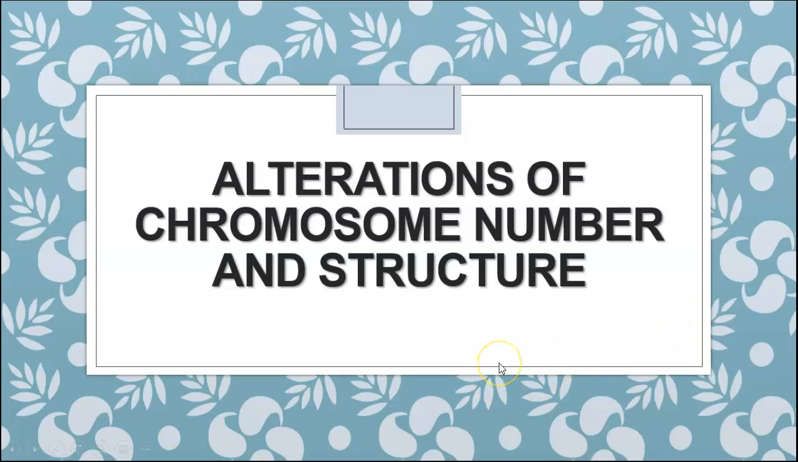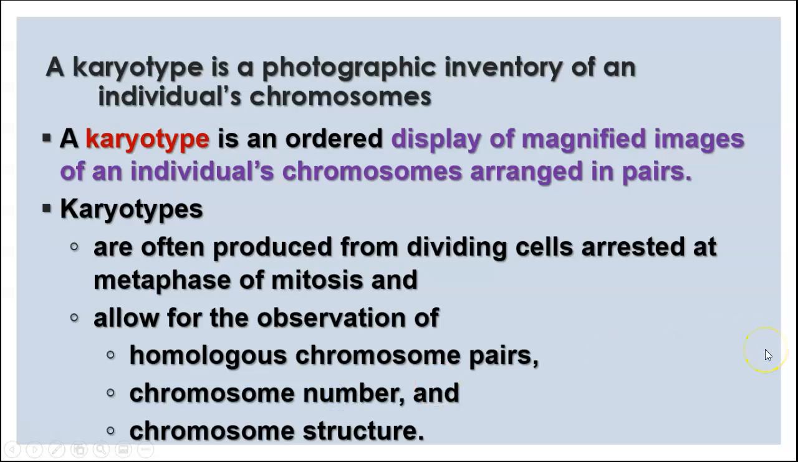Now, there are sometimes some things that can happen in the chromosome number and structure. There are some mistakes that can happen, and so we're going to talk a little bit about that and how that can affect the individual that results from that. First thing you need to know is when you look at a picture of the chromosomes, you can see some of these variations here. This is a picture called a karyotype. This is a picture of all of the chromosomes arranged in pairs.